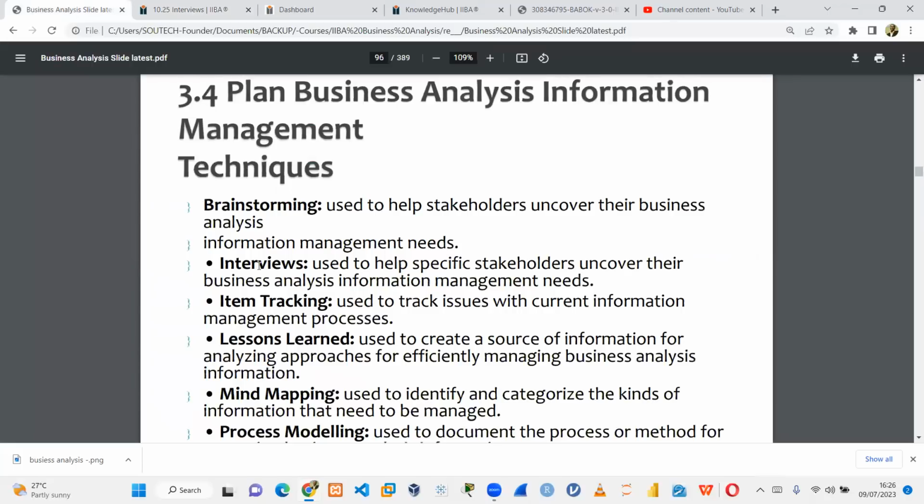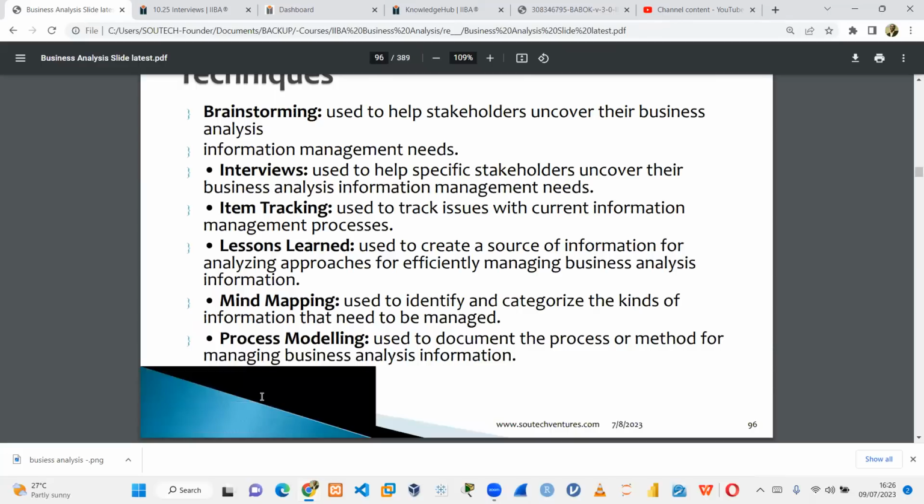So that is interviews. We have item tracking, lessons learned, mind mapping, and process modeling. Let me talk about process modeling. We'll talk about mind mapping and some of these ones later on. I'll be picking up the techniques little by little, expanding them, so that over time, if we look at all of the knowledge areas, I would have covered explaining most of the techniques. I'm going to explain the techniques that are very key and important to the particular knowledge area we are considering. Then the ones that we apply more to the other knowledge areas, I'll consider later. So let's talk about process modeling.